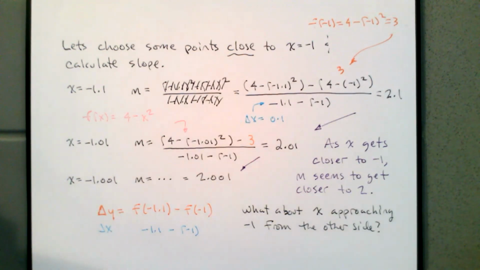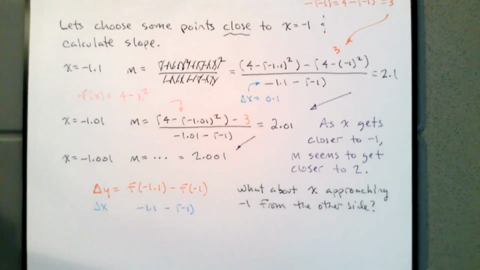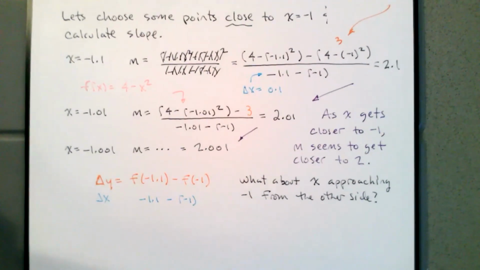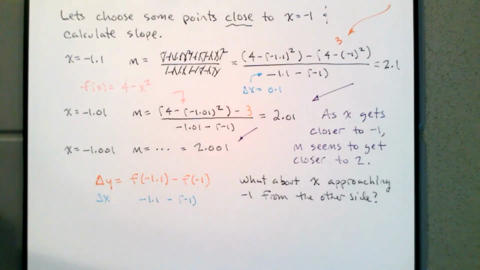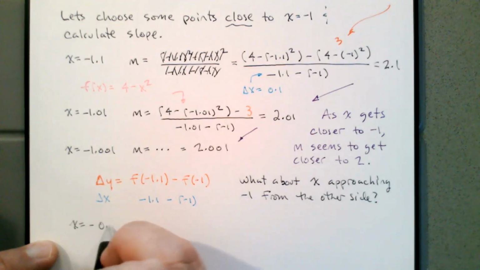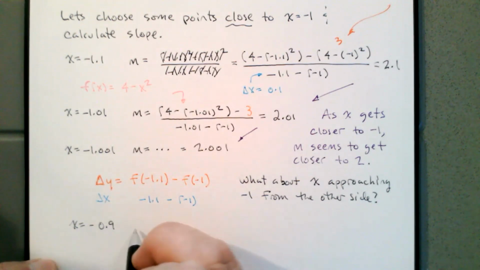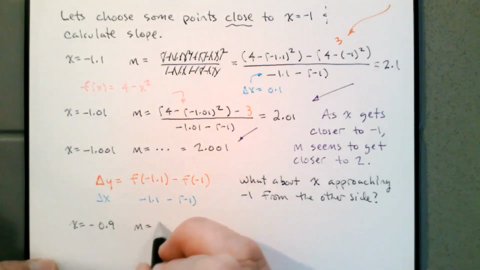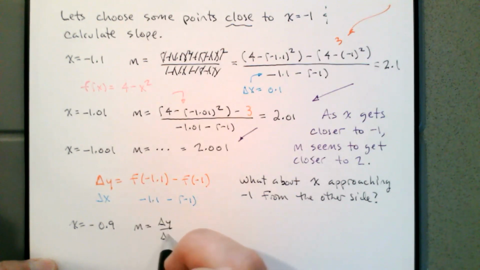So let's look at what happens when x approaches -1 from the other side. Let's look at a value of x that's close to -1, but bigger than -1. So like x equals -0.9. We'll calculate the slope by doing the change in y divided by the change in x.